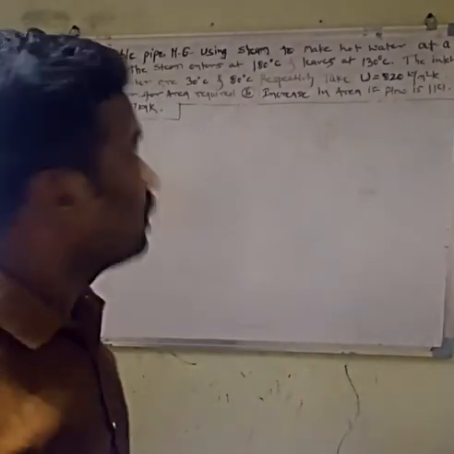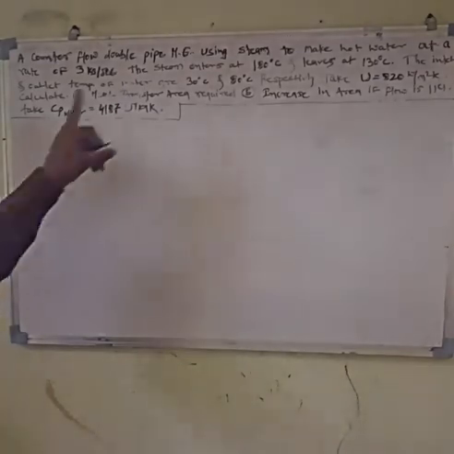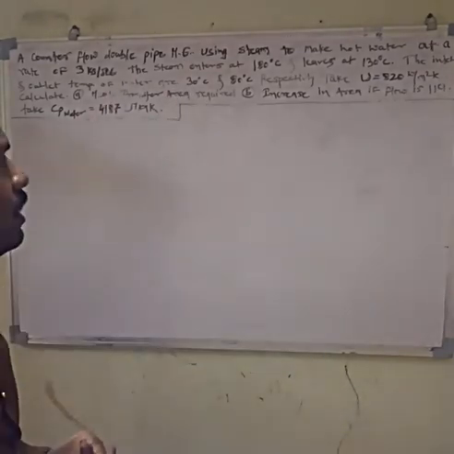Today we are seeing one counter flow heat exchanger problem. First of all, read the problem carefully. A counter flow double pipe heat exchanger uses steam to make hot water at a rate of 3 kg per second. The steam enters at 180 degree centigrade and leaves at 130 degree centigrade.